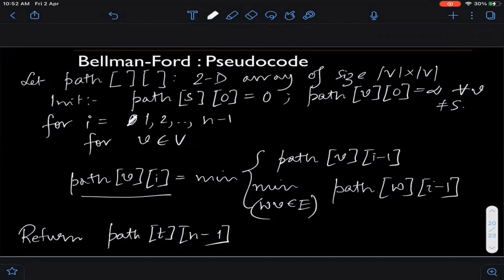Shivam, no, path T comma n minus 1 will not work if there are negative cycles. In that case, we will not return this thing. Then we will detect the negative cycle and we will say that there is a negative cycle. So I am not responsible to output the shortest path.